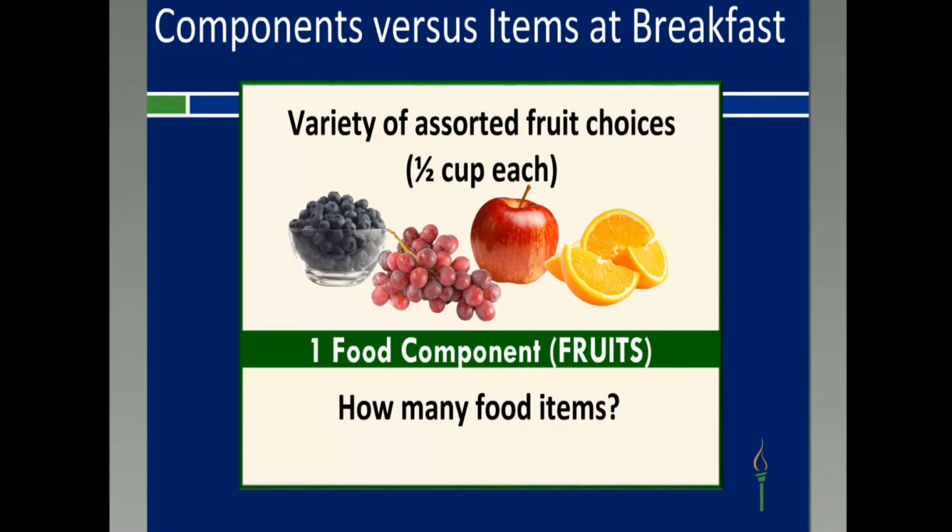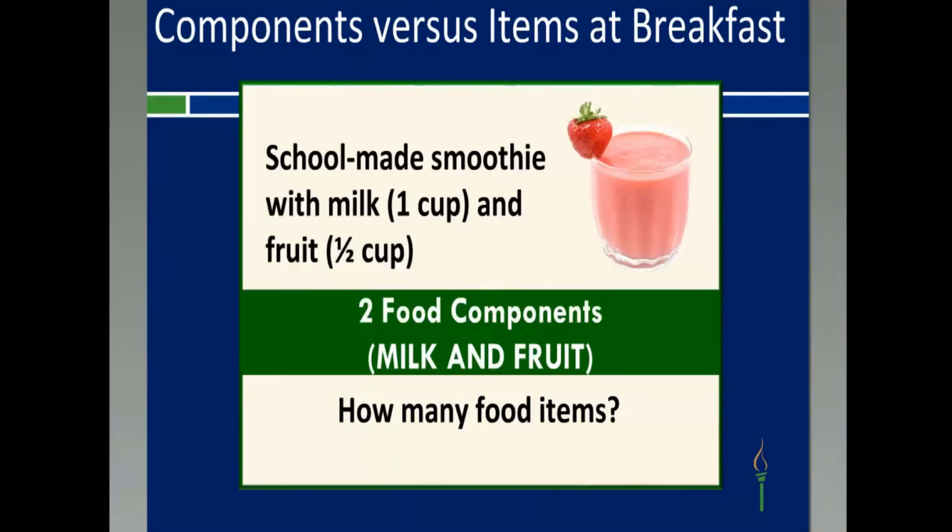Here we have a variety of fruit options, each at a half-cup serving. We have one food component, the fruits, but it is actually considered 4 food items. And this again would be depending on how you menu and show the students what they can take for a reimbursable meal at breakfast.